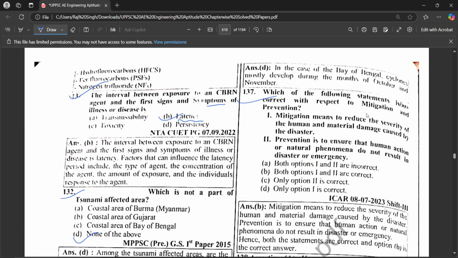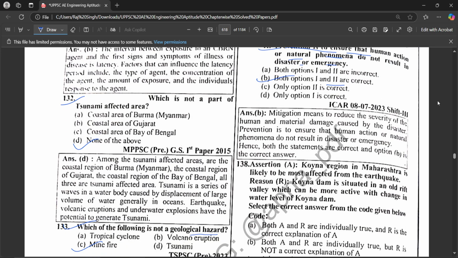Which of the following statements is correct with respect to mitigation and prevention? Mitigation means to reduce the seriousness of human and material damage caused by the disaster. Prevention is to ensure that human action or natural phenomena do not result in a disaster or emergency. Both options 1 and 2 are correct.